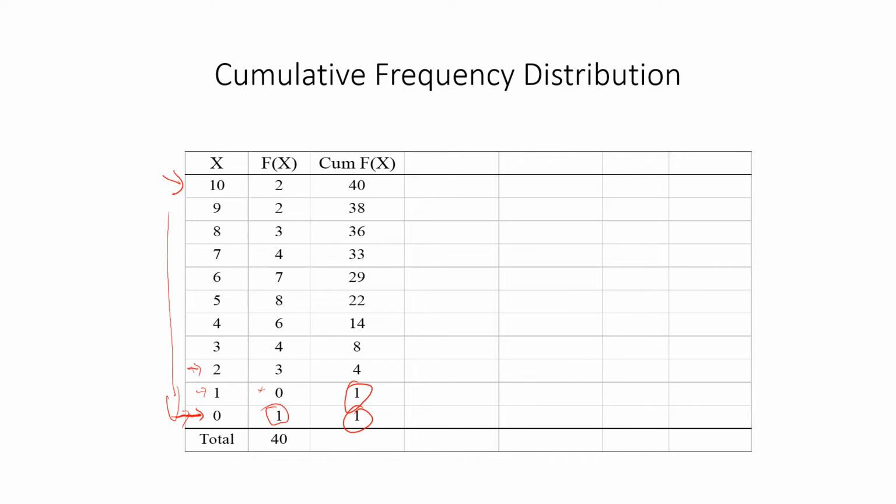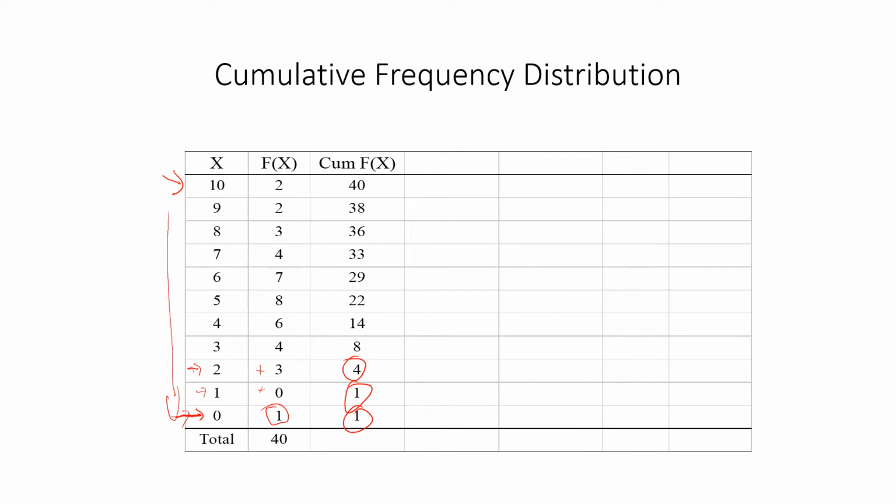Well, at 2, we had 3 to add, because there were 3 instances of 2. So we add that 3 to the 1, and we get 4. There are 4 scores at and below 2. There are 3 at 2, 0 at 1, and 1 at 0. So there are 4 total scores at or below an x of 2.